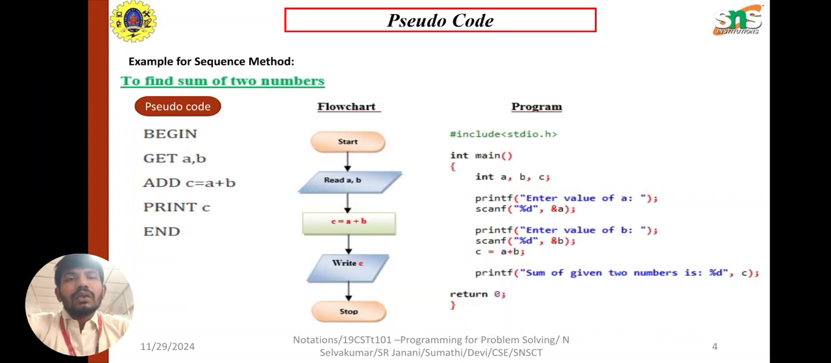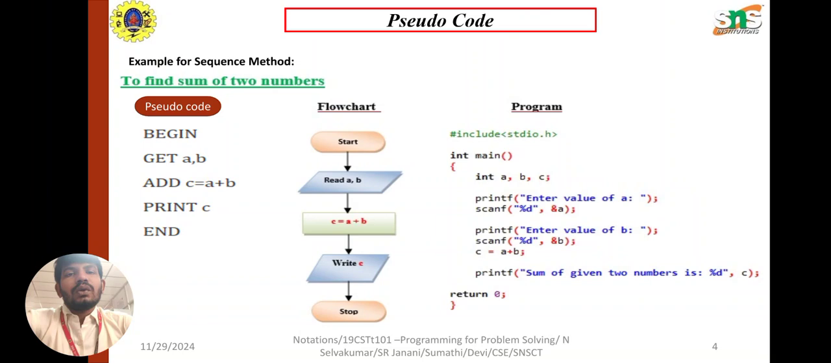Example for pseudocode: to find the sum of two numbers. The main program needs three integers, two integers for the input values, and the third integer stores the addition of the two numbers. First we print the statement, and we read one integer in a and another integer in b. Then a plus b equals c, so c stores the output of the addition of the two numbers.